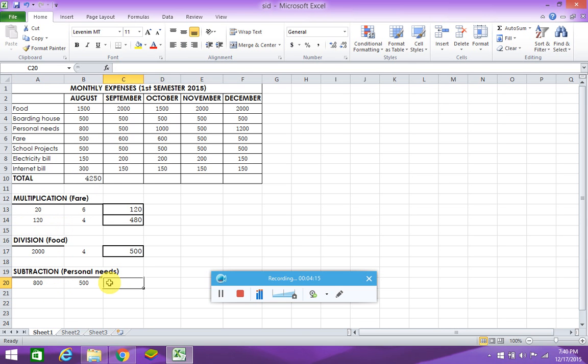To get the difference, again, we put the equal sign, the cell that you want to be subtracted from, the minus or subtraction sign, and the cell that you want to subtract, and then press enter. Therefore, I got 300 pesos. For the personal needs, the difference between August and September is 300 pesos.